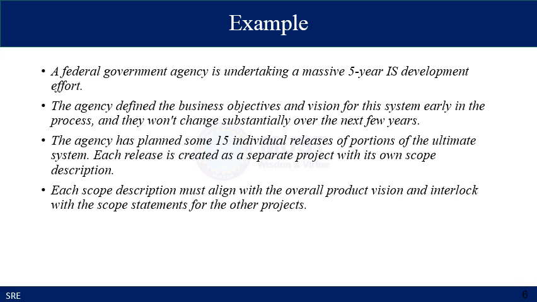For example, a federal government agency is undertaking a massive 5-year internet service development effort. The agency defined the business objectives and the vision for the system early in the process, and they won't change substantially over the next few years. The agency has planned some 15 individual releases of portions of the ultimate system. Each release is created as a separate project with its own scope description. So each scope description must be aligned with the overall product vision and interlock with the scope statements of the other projects.